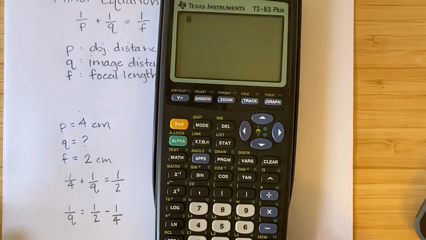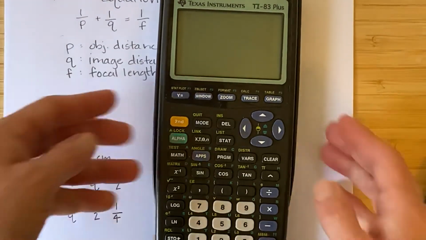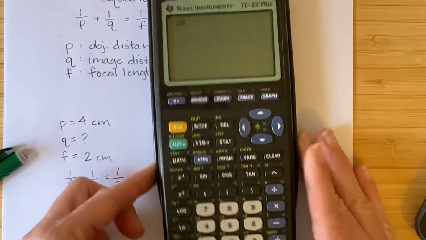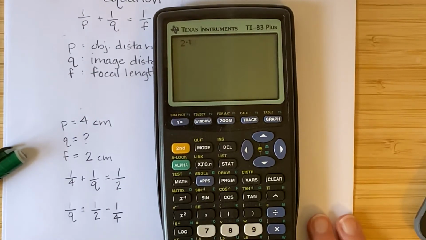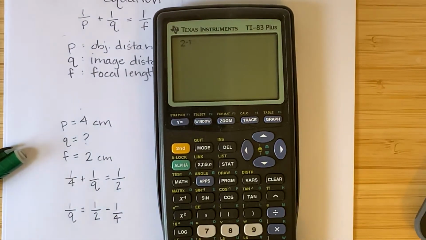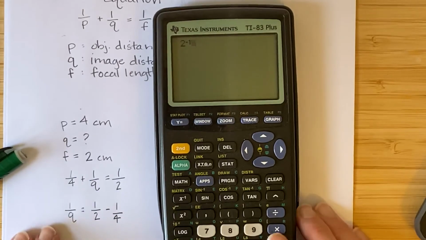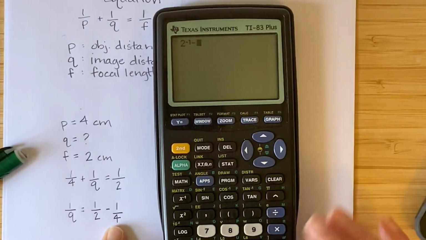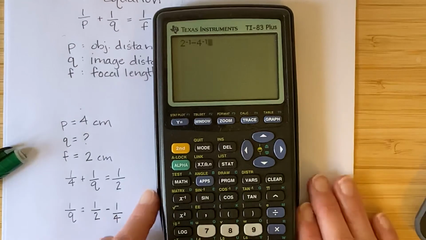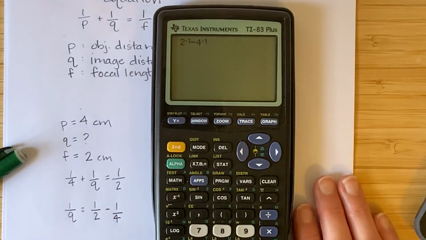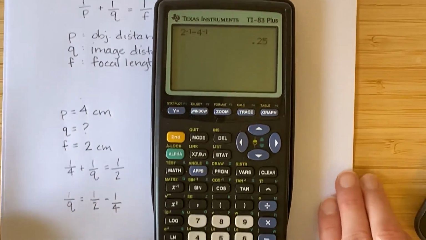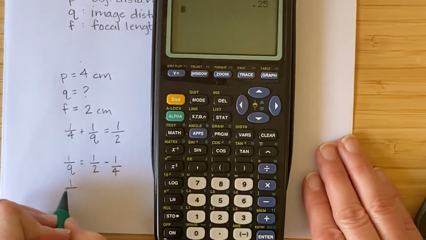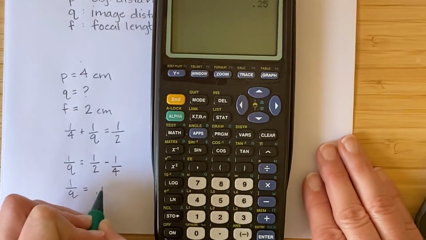So how do we do that? We're going to hit our 2. And then up here, see this x to the negative 1? That makes it 1 over 2. It's just an easier way to do it, and we don't have to worry about using fractions on our calculator. So 2 to the negative 1 minus 4 to the negative 1, hopefully you guys can see that, is going to equal this. So that tells us, just as a reminder, that 1 over Q equals 0.25.